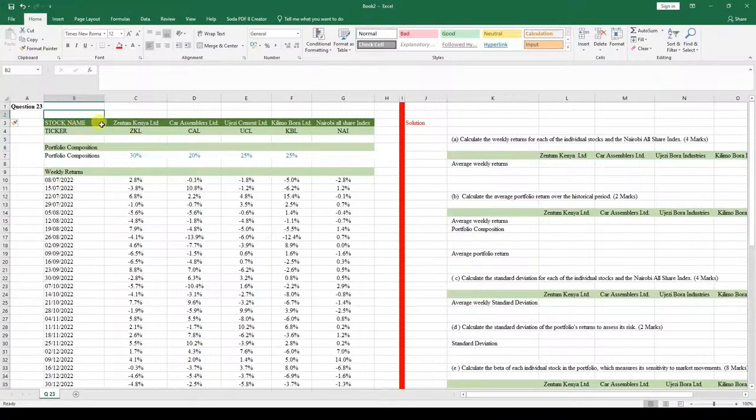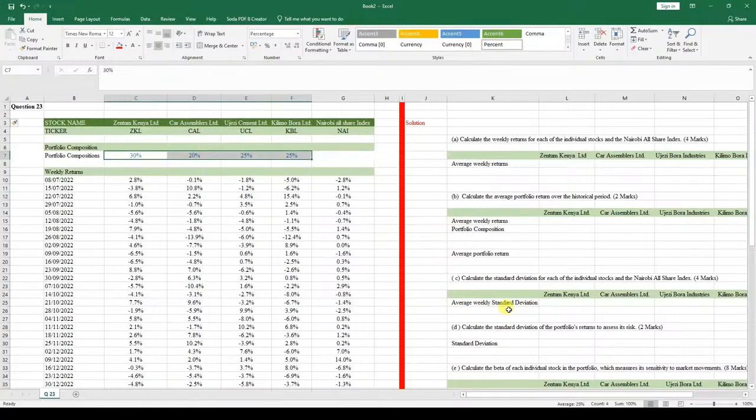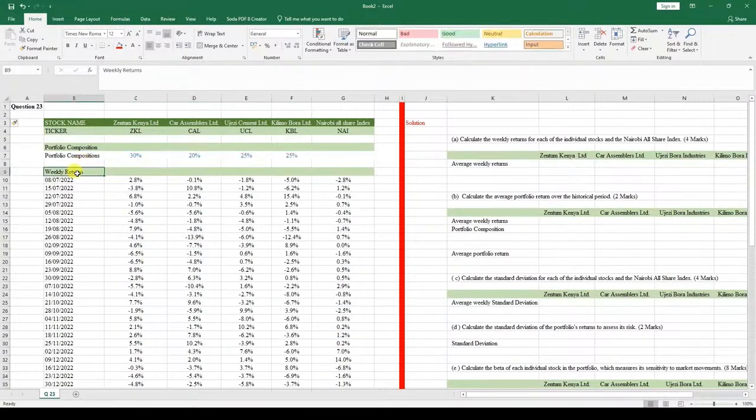You'll be given the stock name, Z-Term Kenya Limited, Car Assemblers, Ujenzi Centum, Cement, Kilimo Bora, Nairobi All Share Index, and you've been given the ticker symbol right over here. You've also been provided with the portfolio compositions, and all of these total to 100%. You can quickly check by scrolling down over here, and you can see that the sum is 100% right here. You are presented with the weekly returns for all of those 4 companies, including the Nairobi All Share Index.